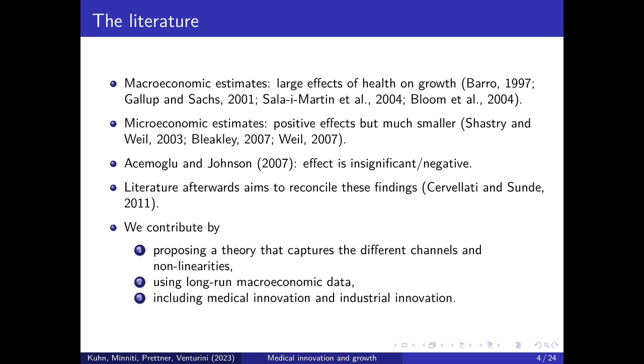Then Acemoglu and Johnson tried to establish causality at the macroeconomic level by a clever identification strategy, where they instrumented improvements in health by changes in medical technology that happened exogenously, or happened basically at the worldwide level, so that they are exogenous to developments of income within one country. And what they find is actually that the effect of health on growth is insignificant, with a point estimate even being negative. Of course, this sparked a lot of debate, and a lot of papers afterwards tried to find out why there is this discrepancy between the different literatures.